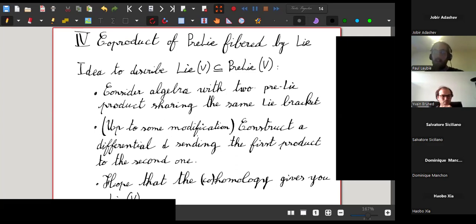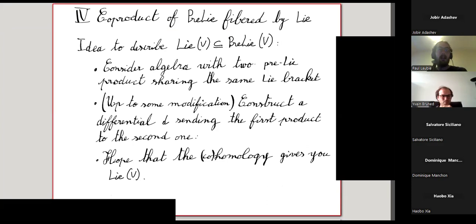So one strategy could be the following one. We can consider algebras with two pre-products that share the same Lie brackets. Then, up to some modification, we would like to construct a differential D that sends the first pre-product to the second pre-product. And then we can hope that the two pre-products will kill each other in the cohomology and that they will give you the free algebra. Of course, this is not guaranteed to work, but in our case, it will work.